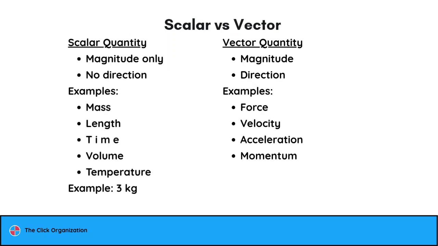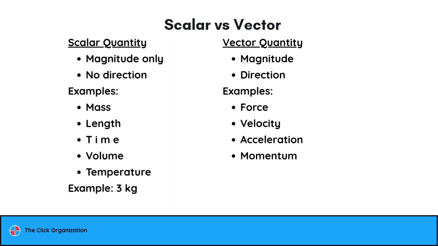Scalar versus vector. Well, let's begin with scalar quantities. A scalar quantity has only a numerical value and a unit. It does not have a direction. Some common examples may be mass, length, time, volume, density, and temperature. For example, if we say an object's mass is 3 kilograms, the information is complete. We do not need to specify any direction.